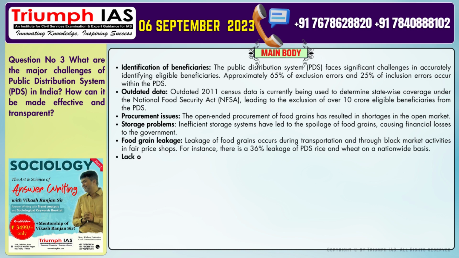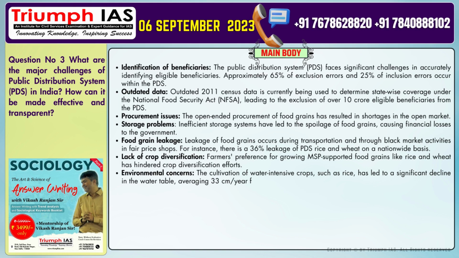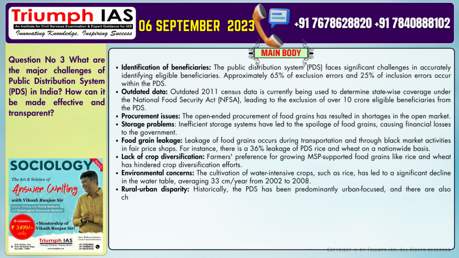6. Lack of crop diversification. Farmers' preference for growing MSP-supported food grains like rice and wheat has hindered crop diversification efforts. 7. Environmental concerns. The cultivation of water-intensive crops, such as rice, has led to a significant decline in the water table, averaging 33 centimeters per year from 2002 to 2008. 8. Rural-urban disparity. Historically, the PDS has been predominantly urban-focused, and there are also challenges in providing access to migrant laborers.